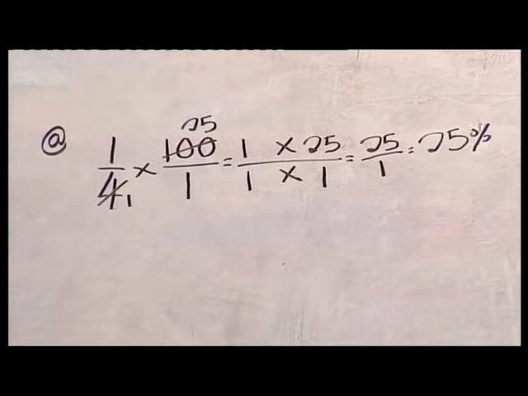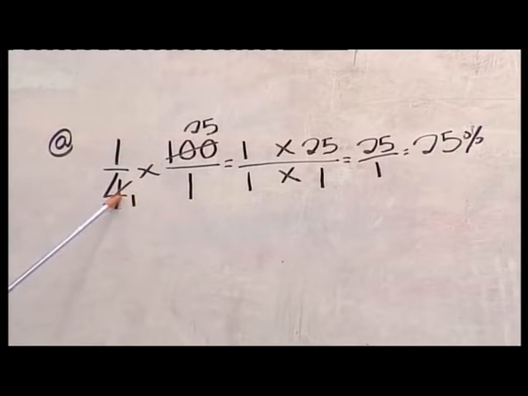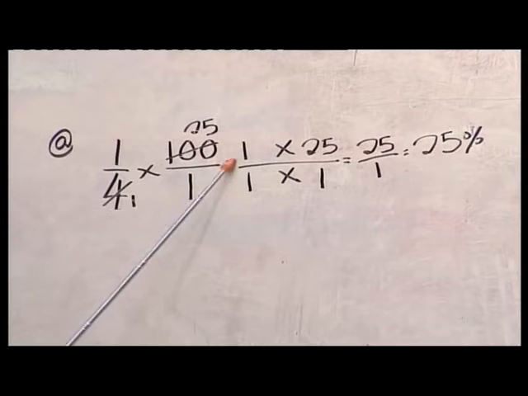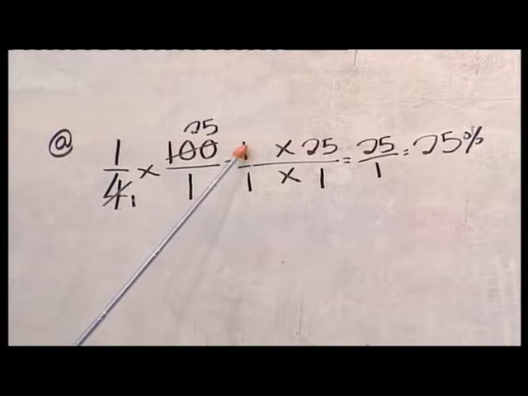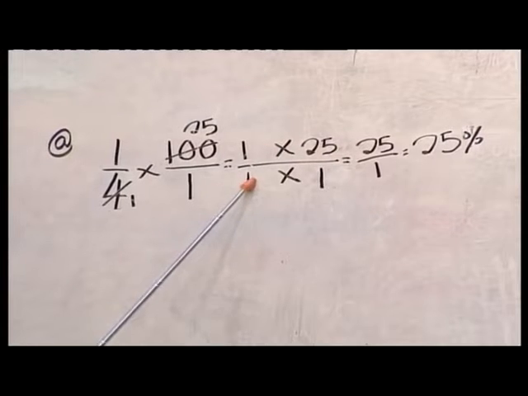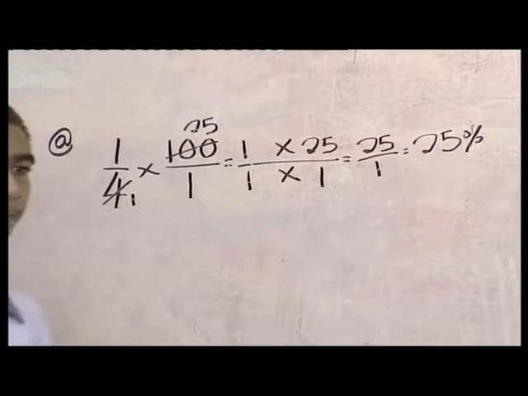Thank you, Rodney. First, I multiply. I write 100 over 1, and I simplify 4 into 4 equals 1, and 4 into 100 equals 25, and I times 1 times 25 equals 25, and 1 times 1 equals 1. My answer is 25%. Okay, very good.